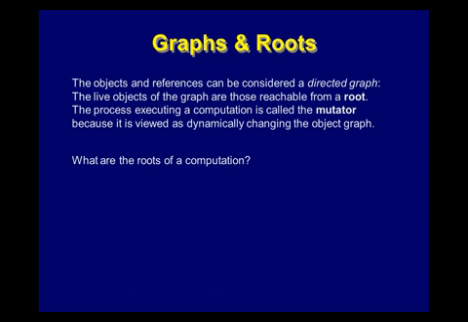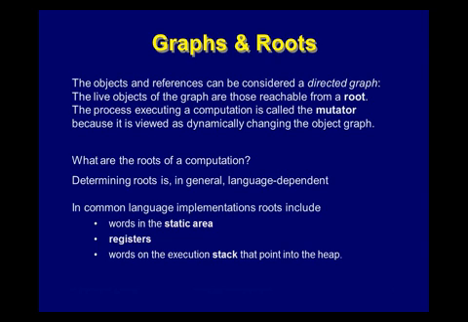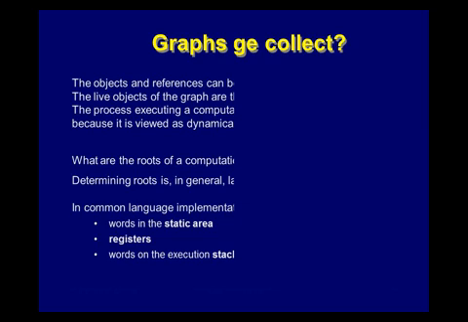The process of executing a computation is known as the mutator, because it is viewed as dynamically changing the object graph. Now what are the roots of a computation? Determining roots is in general language dependent. It depends on the language. If I'm using the programming language C, the roots are totally different, and if I'm using C++, that is also different. So determining roots is totally dependent on the language.